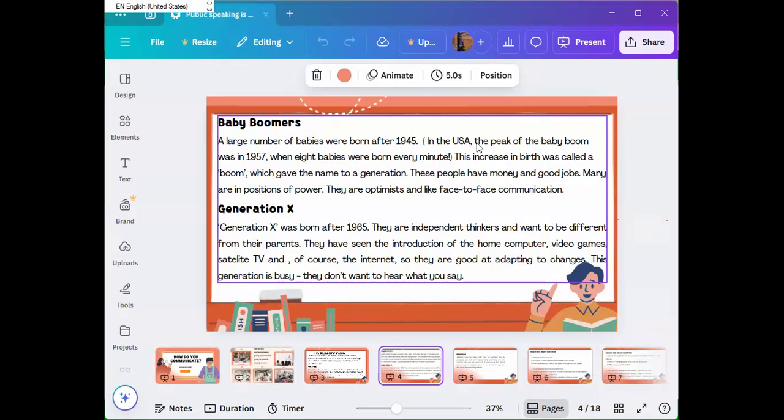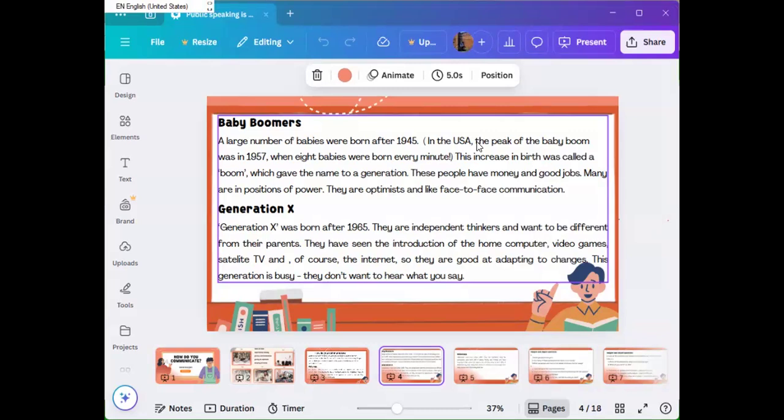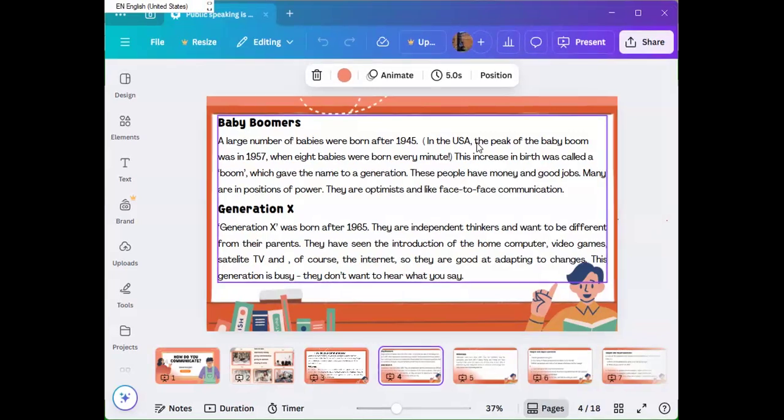Optimist means they tend to be hopeful or successful. They are optimists and like face-to-face communication. This is how baby boomers look. All right, and the next one is Generation X.